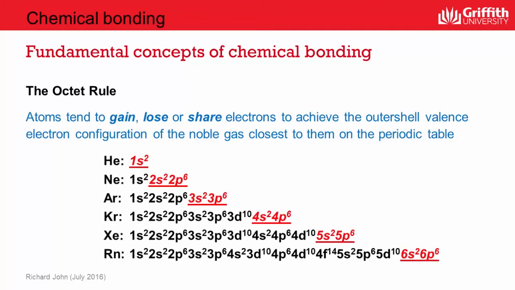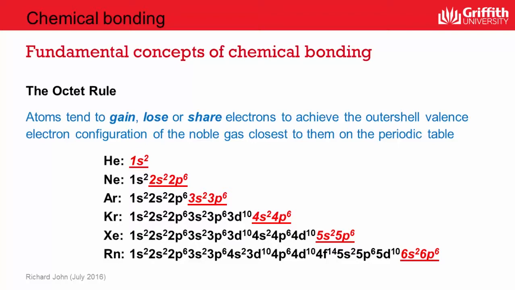The full electron configurations of the noble gases are shown here, and the common feature of all of these configurations is a completely filled valence shell, or more specifically, completely filled s and p subshells in the valence shell, and these are represented in red. In all cases, the number of electrons in the valence shell is 8, with the exception being helium, as we've already noted.